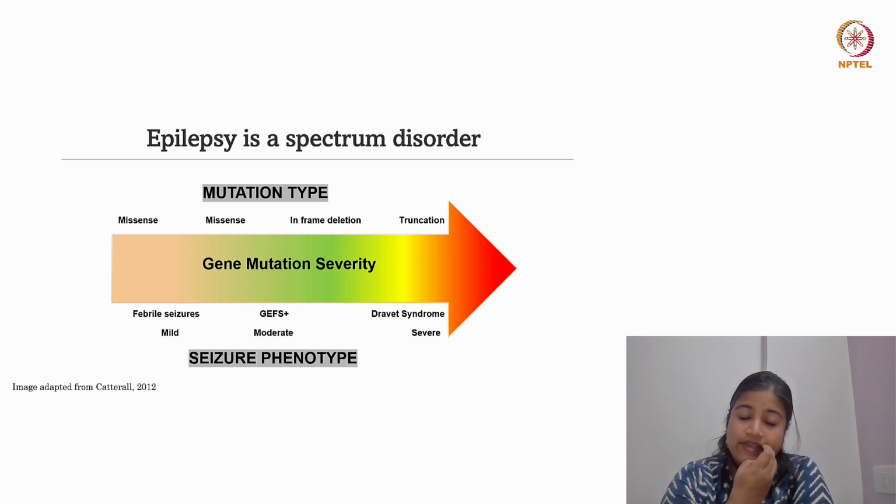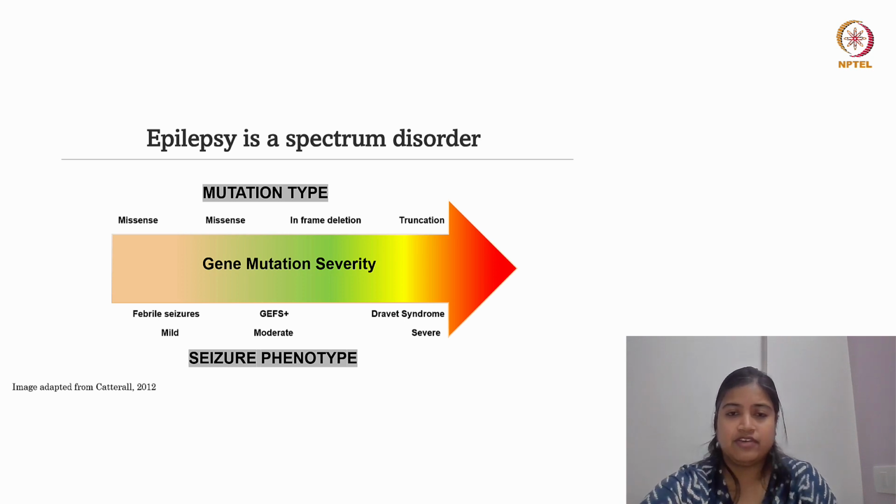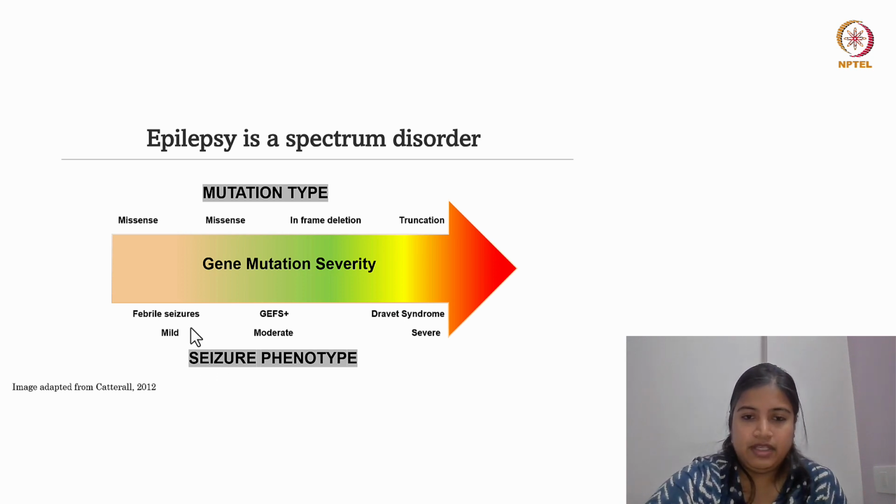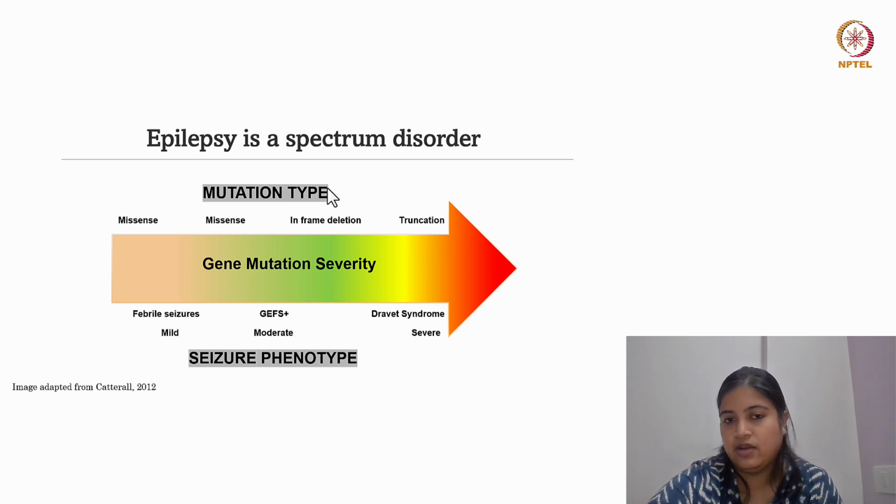Epilepsy, specifically genetic epilepsy, is a spectrum disorder. What do I mean by that? If we look at the mutation type that causes seizures, specifically in SCN1A, which is the sodium ion channel gene, we could have missense mutations, and they give rise to mild disorders like febrile seizures. Febrile seizures are fever-induced seizures.